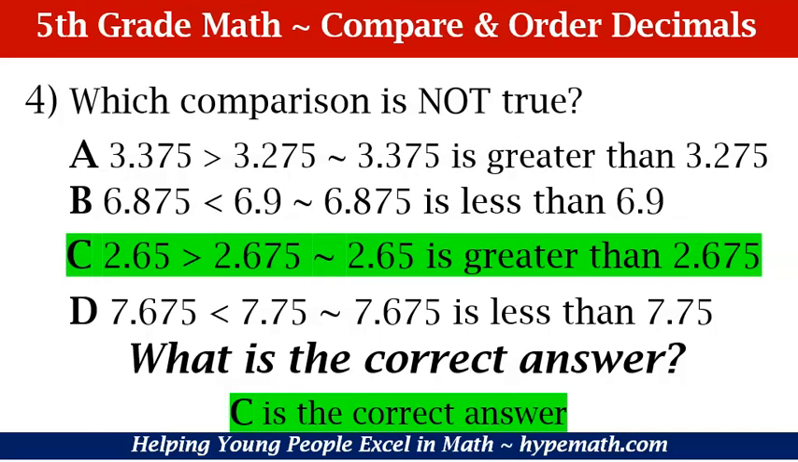Okay, so let's look. We know that the same number is the 2. Both of them have a 2 in the ones place. We move to the tenths place. Both numbers have a 6 in the tenths place. But when we move to the hundredths place, one number has a 5 and one number has a 7. The number that has a 5 is actually less than the number that has a 7, and that is why C is false. It is not true. It is incorrect. Okay? Let's move to question number 5.